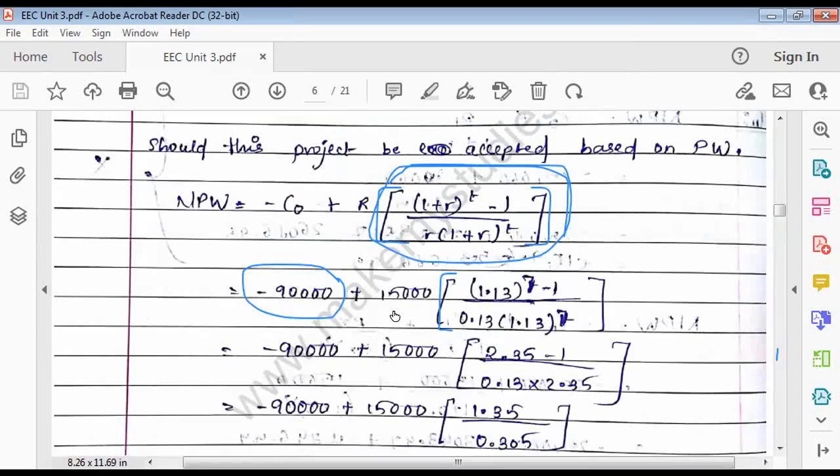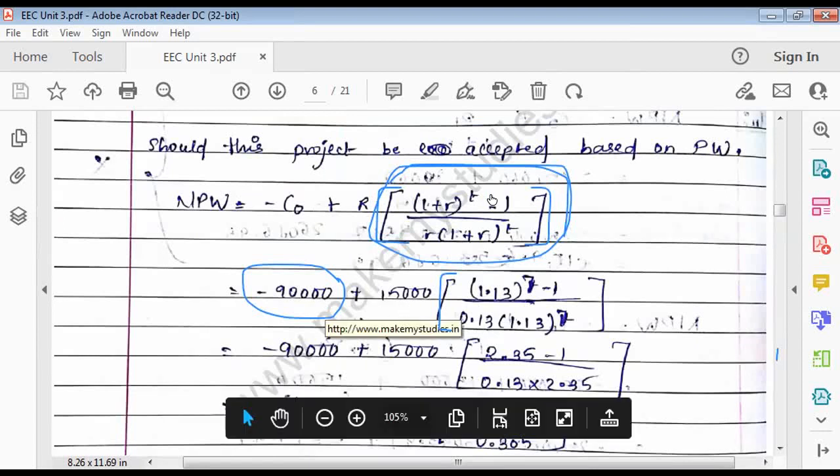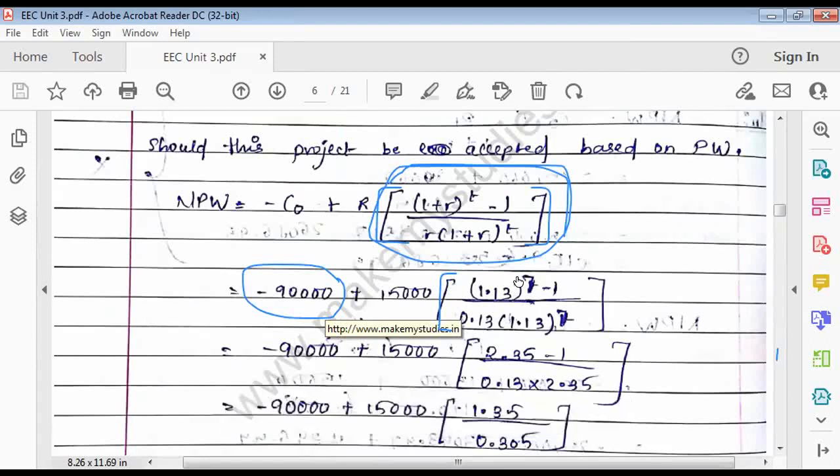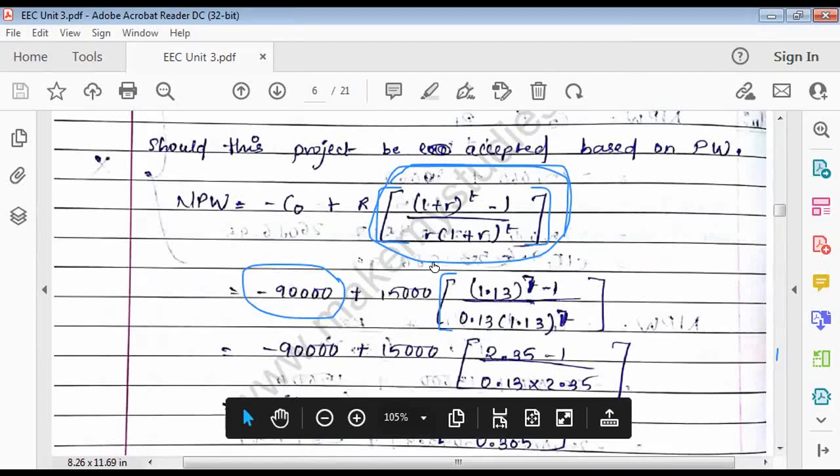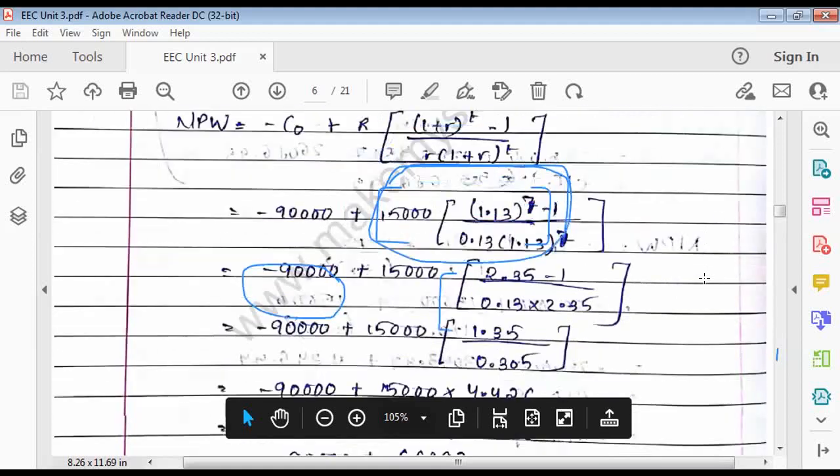Minus 90,000 plus 15,000 into the value has been put: 1 plus 13%, 0.13 whole to the power 7, minus 1, divided by R, 13%, whole into 1 plus 13% whole to the power 7. Correct.